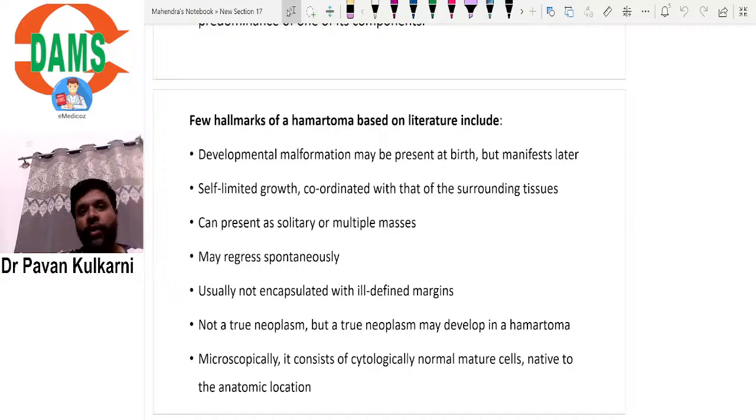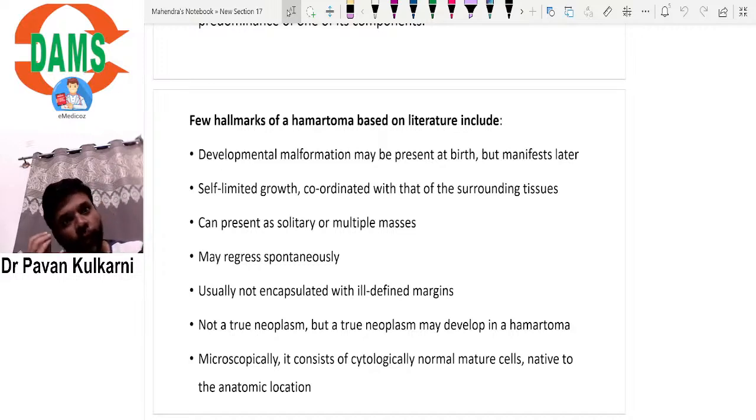That is the important point of hamartoma. Understand this. Hamartoma, sometimes you don't need any treatment. It's not that all hamartomas require treatment. Some hamartomas will regress on their own spontaneously. They're usually not encapsulated, with ill-defined margins. That is a point you have to understand. Normally, all of us know a benign tumor and a malignant tumor. Malignant tumor doesn't have any capsule. It is not encapsulated, whereas a benign tumor is usually encapsulated.